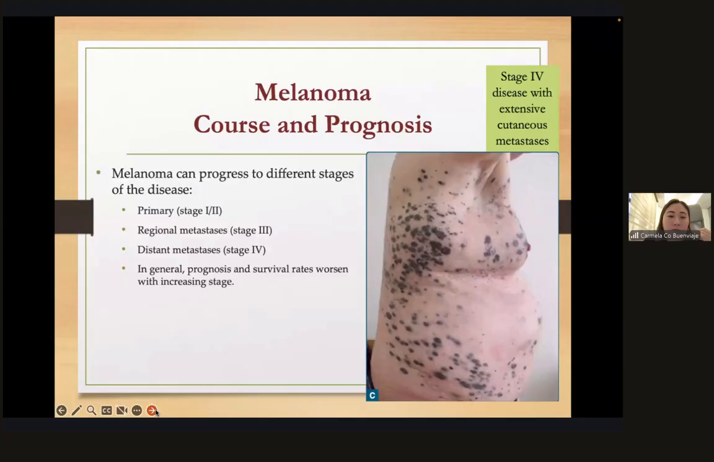So melanoma can progress to different stages of the disease. Primary for stage 1 and 2, regional metastasis for stage 3, and distant metastasis for stage 4. So in general, prognosis and survival rates worsen with increasing stage. This is an example of stage 4 disease with extensive cutaneous metastasis.